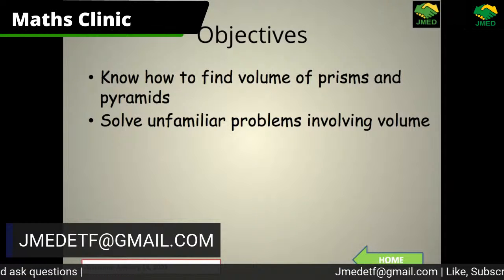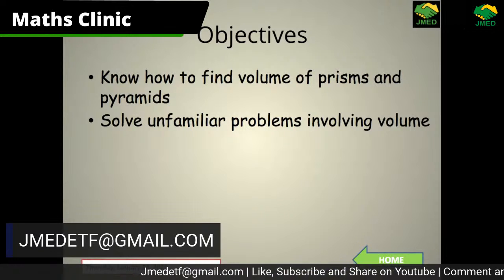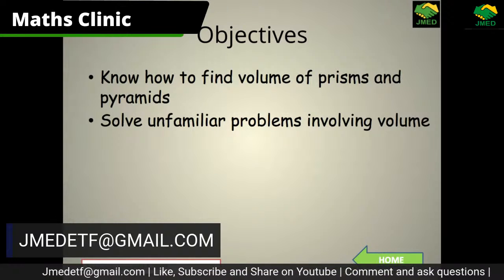The objectives for today's lesson are to know how to find the volume of prisms and pyramids. Perhaps we may not get into unfathomable problems, but it's something to think about.